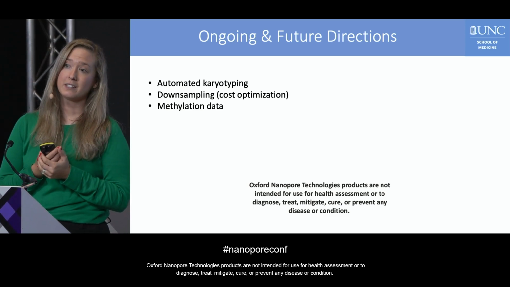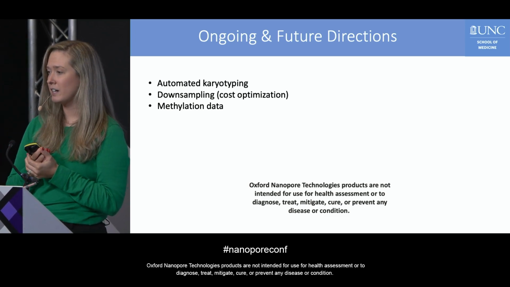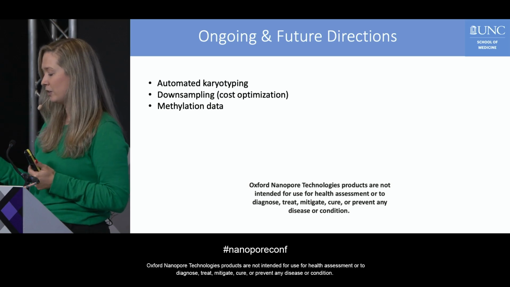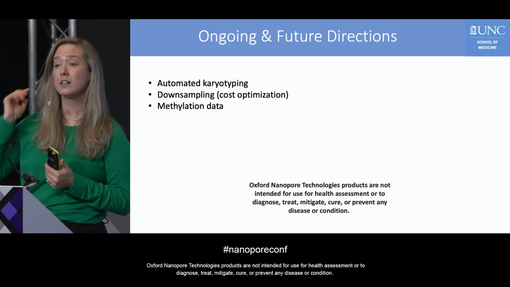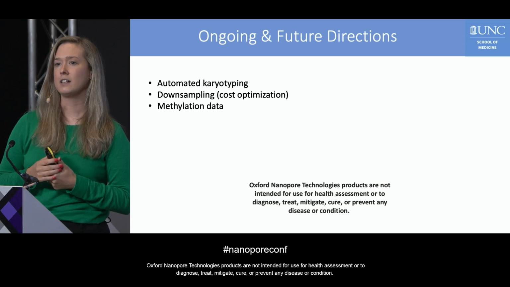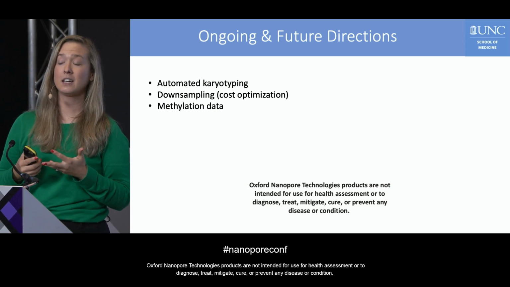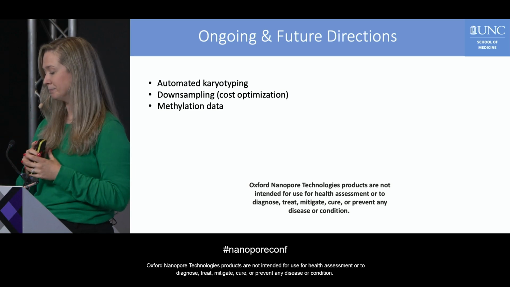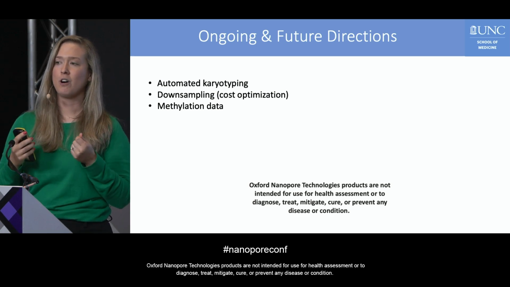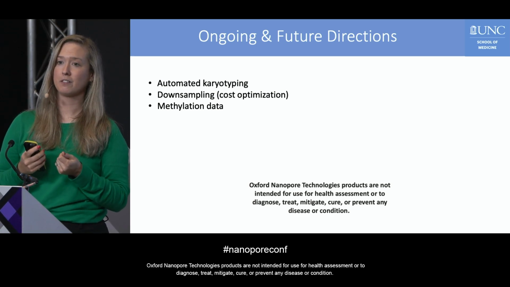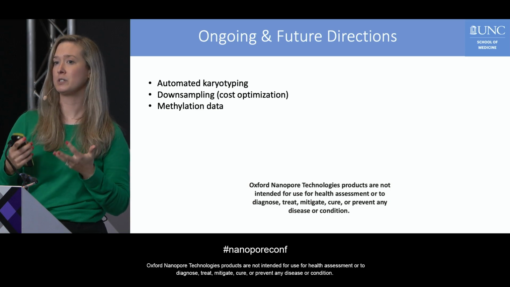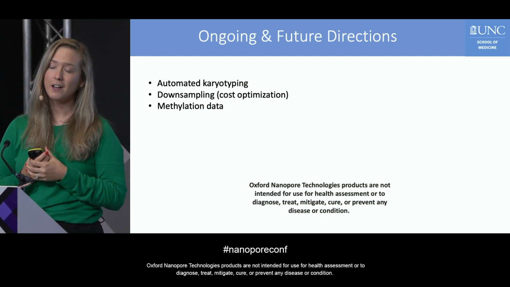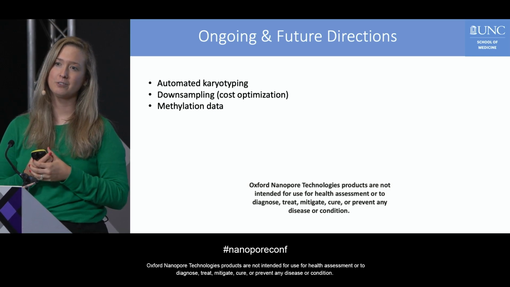So although we're really excited about the data we have generated, there are several things that we're hoping to do, including automating the karyotyping process, as well as optimizing this assay in a cost sense. So that involves downsampling. We are also automatically collecting all of this methylation data with our whole genome sequencing, and we have not yet been able to look at that, but are very excited to check it out.